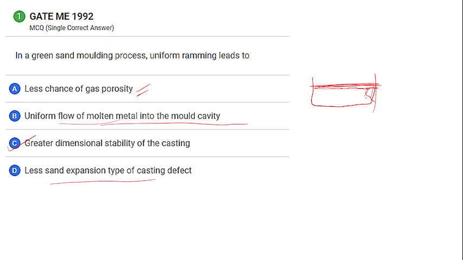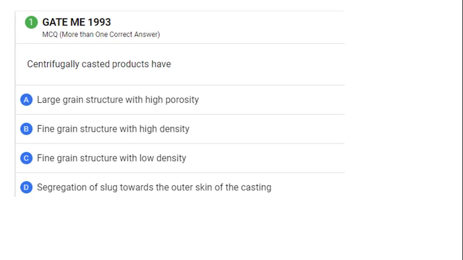Any doubts? Yes, ma'am, understood. Solve this question. Option B. Okay. B, ma'am. Yeah, B is correct.